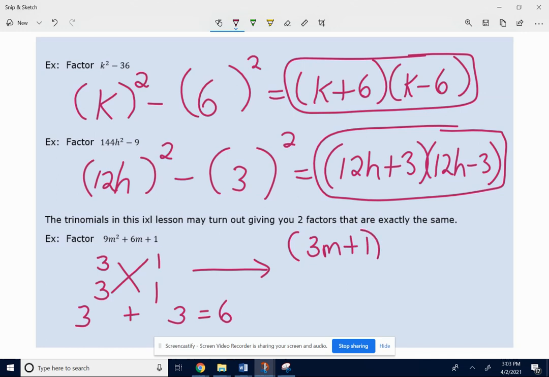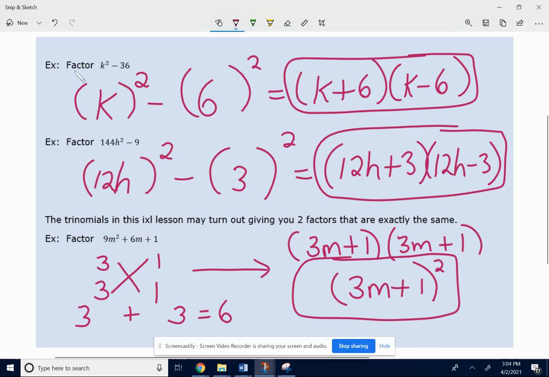So this means my answer is 3m plus 1. The top row has a positive 3 and a positive 1. So that means 3m plus 1. And the bottom row has exactly the same, positive 3 and a positive 1. So that's 3m plus 1. So my factored form is 3m plus 1 times 3m plus 1. Now, I believe on IXL, and just in general, if you are multiplying 2 things that are exactly the same, it looks a lot better if you use an exponent. So instead of saying the answer is 3m plus 1 times 3m plus 1, let's say it's 3m plus 1 squared.